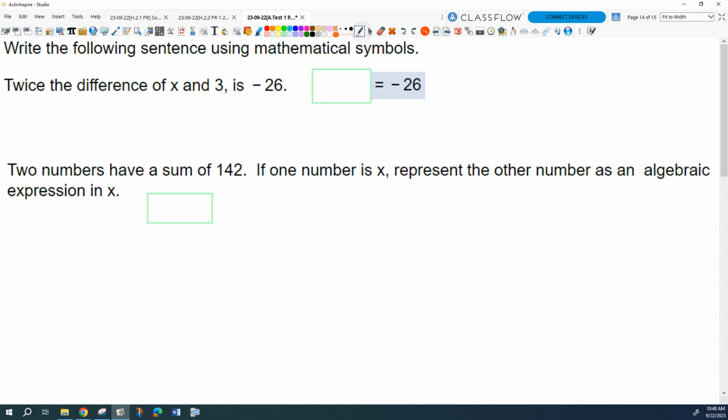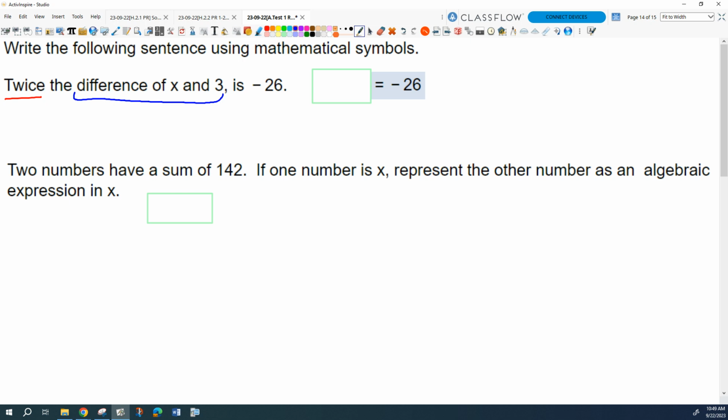Now, how would I say this? We've got to be careful. Twice, what am I doing twice of? I'm doubling what? Okay, that whole thing, right? The difference of x and 3. Okay, but I'm not squaring it. Twice means I'm multiplying by 2, right? So how would I say that then? How do I say 2 times that stuff?